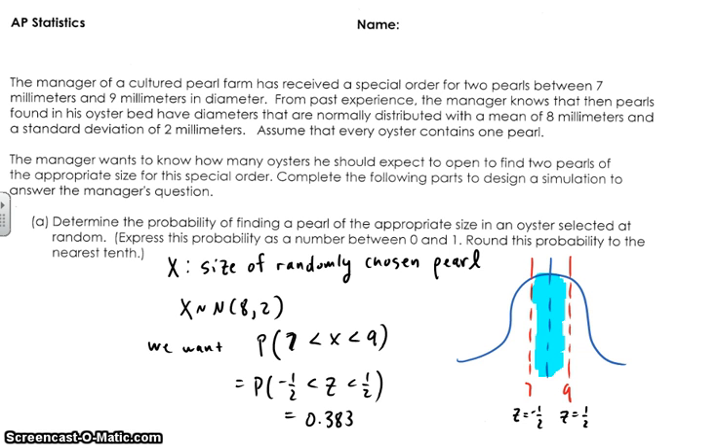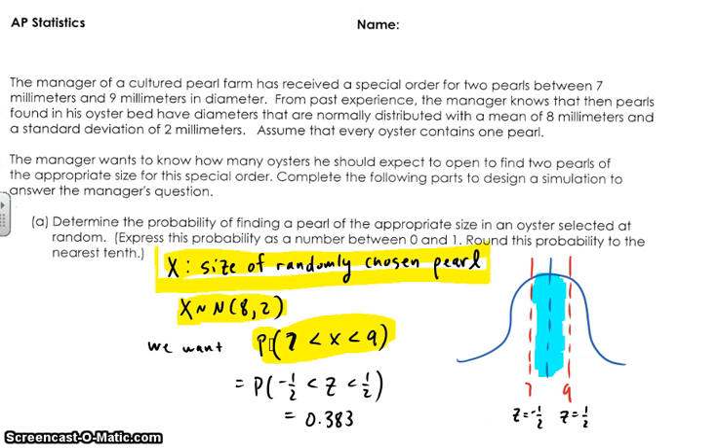We want to know how many oysters we should expect to open until we find two of the appropriate size. And so this problem takes the tack of using simulation to try to figure this out. So part A said determine the probability of finding a pearl of appropriate size. So the way I'm communicating this is that the size of a randomly chosen pearl I'm calling X. We know X is approximately normal with that mean and that standard deviation. This is what we're trying to find, the probability that X is between 7 and 9.